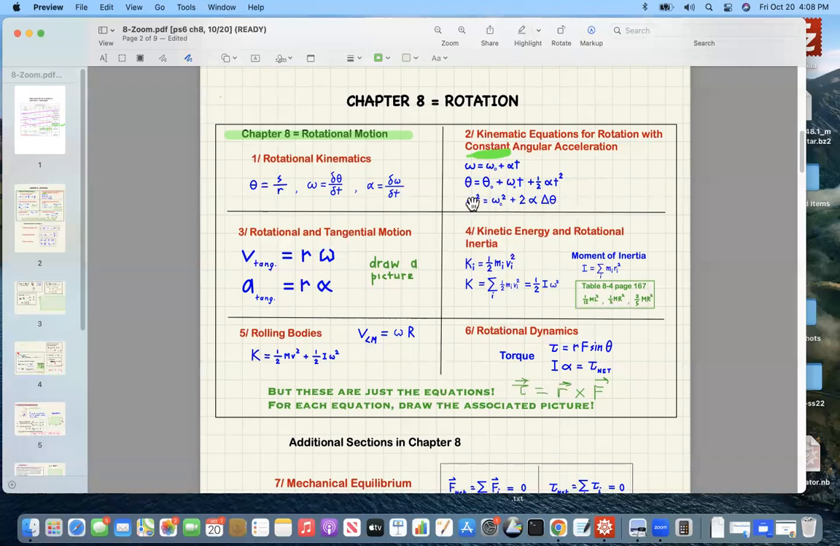And you'll recognize these three equations from chapter 2, where we were talking about motion of a point in space. We had the very same kind of equations if the acceleration of the point was constant. So a lot of the things that we did in chapter 2 for motion along a line apply also to rotations.